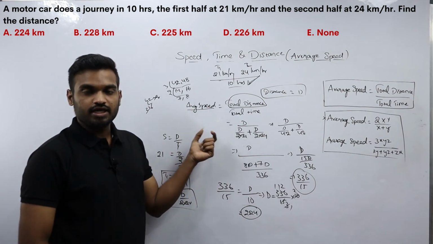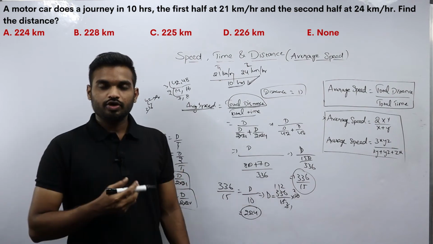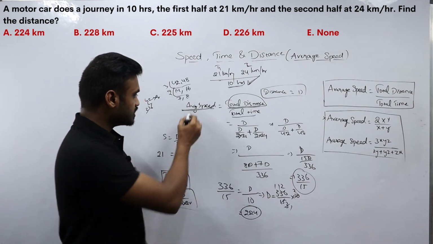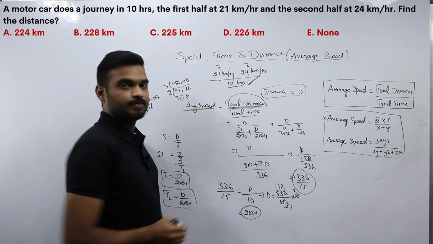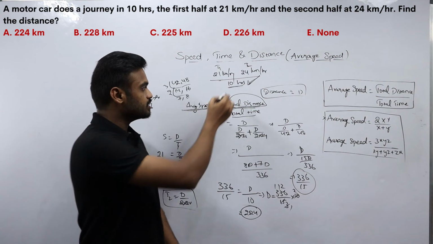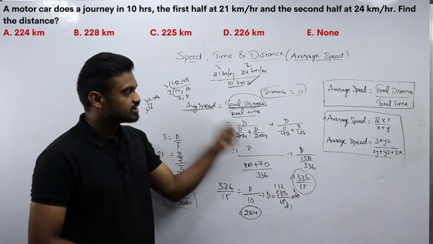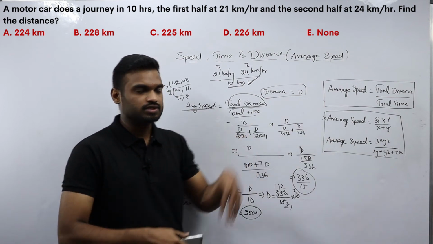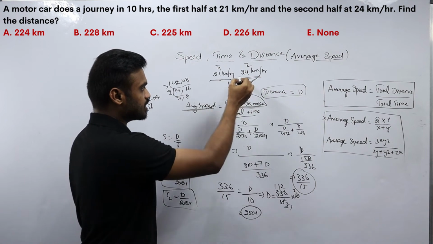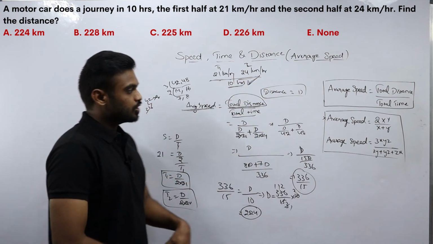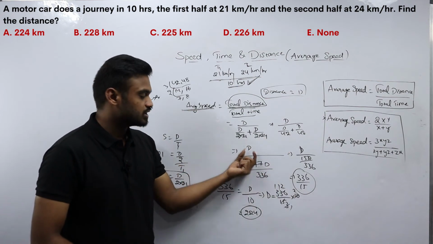In this way we calculate when the total distance and the average speed are not given. Here there are two unknown variables: we don't know the average speed and we also don't know the total distance of the journey. That's the reason I am not substituting this 10 hours in place of the total time. You can also solve the same problem using the average speed formula, because in both cases the distance is the same: one is half of the distance and another is half of the distance. By using the formula you can simply find the average speed and then you can find the total distance.